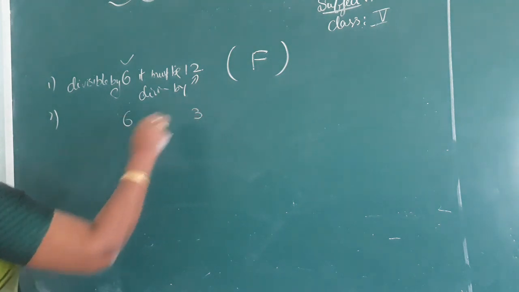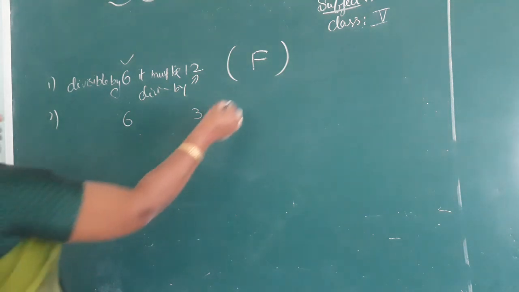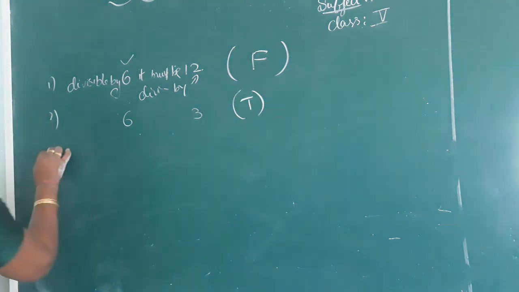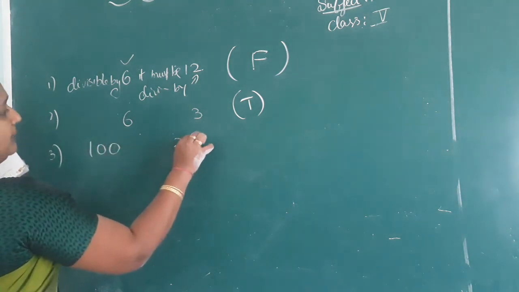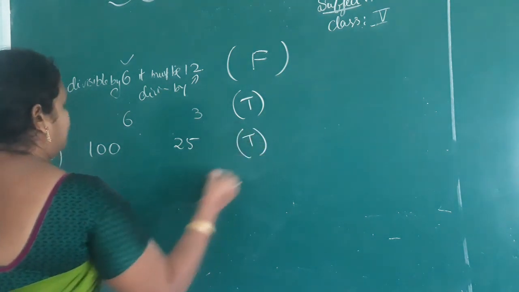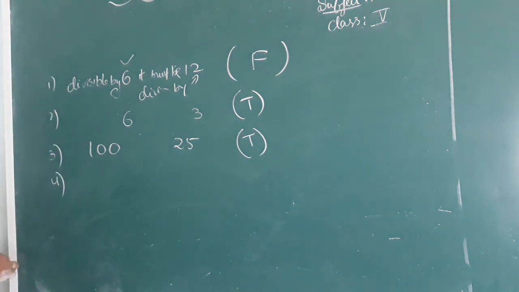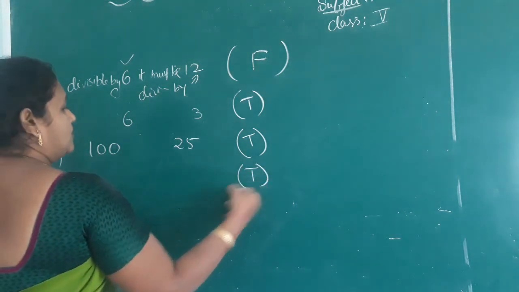3 is a factor of 6, so it is possible. Third one, if a number is divisible by 100, it must be divisible by 25. 25 is a factor of 100, so it's a true statement. Fourth one, if a number divisible by 256 is even. 256 is an even number, so it must be divisible by 2. The factors are also divisible by 2. It's also a true statement.